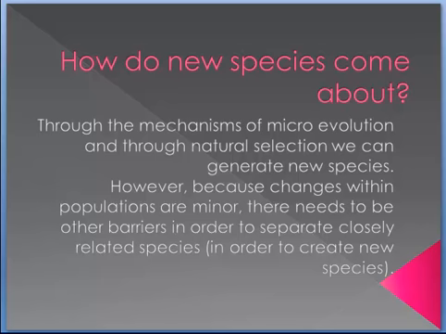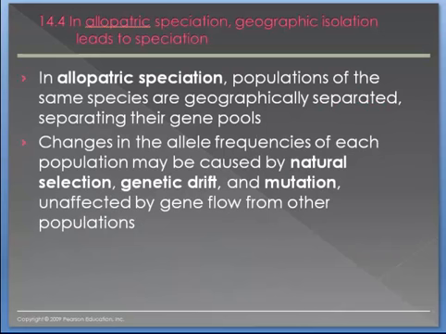So it should be noted that a new creature can come about through the mechanisms of microevolution, and through natural selection, we can generate a new species. However, because the changes within the populations are minor, there needs to be other barriers in order to separate closely related species. So a brief review of allopatric and sympatric speciation.